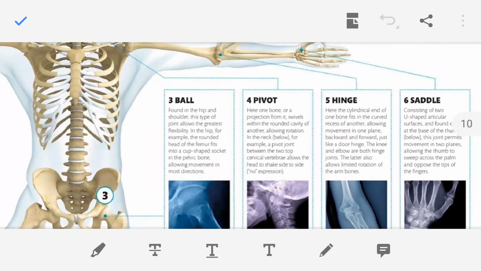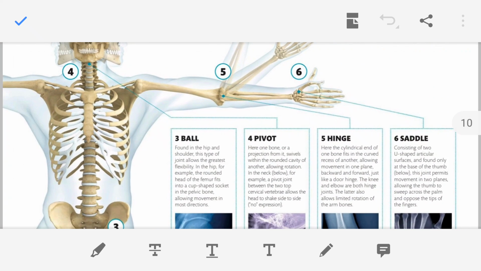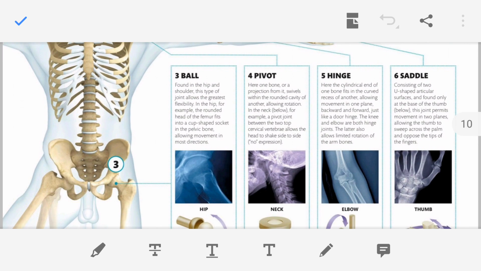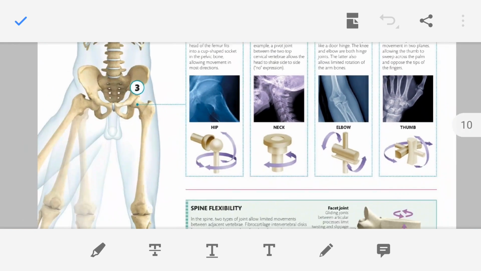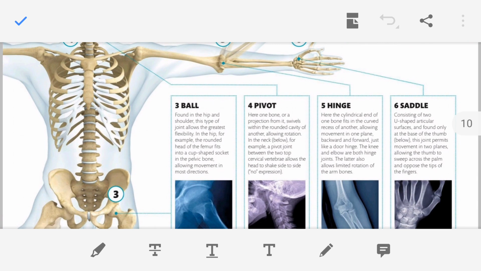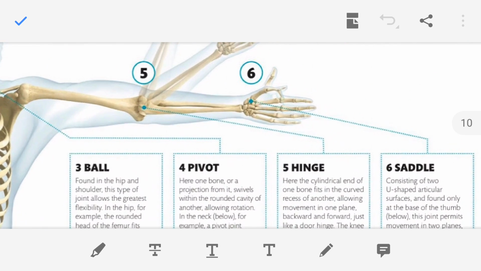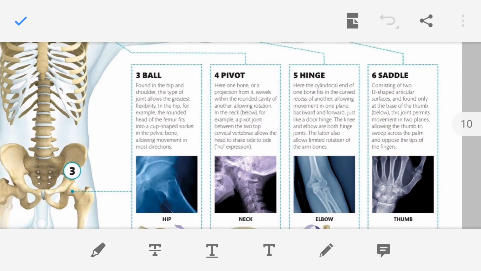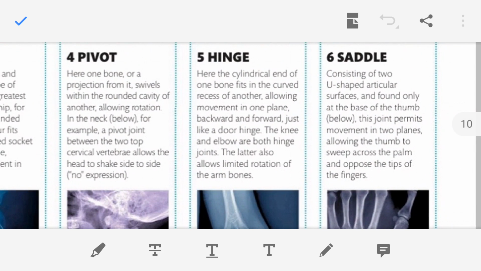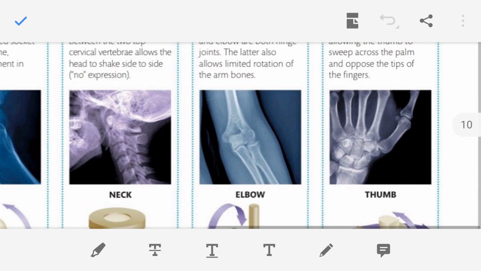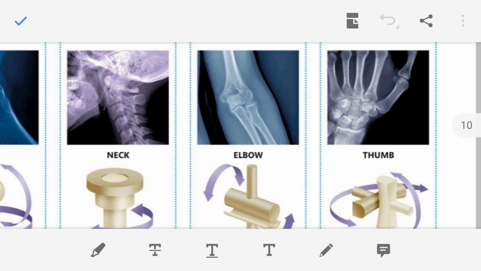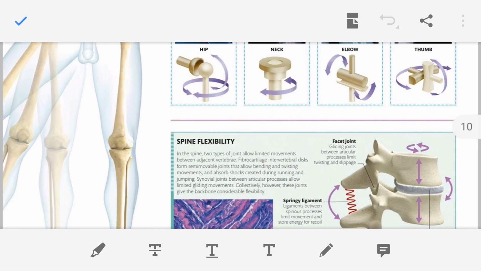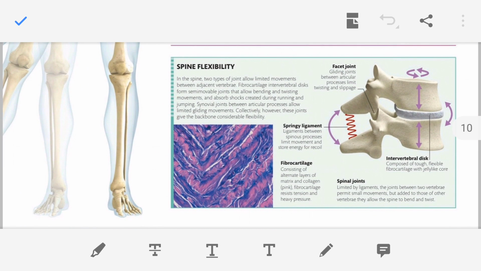Then the hinge joint, number 5. Elbow joint. Then the saddle joint, number 6. And this is the information. Saddle joint. Okay, so you can go through this information. Then this.